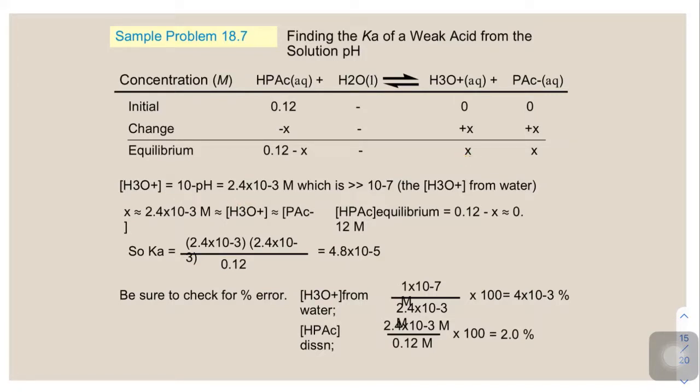So the same as the concentration of the PAC minus, 2.4 times 10 to the negative 3, and plug in the value of x in this calculation. So 0.12 minus 2.4 times 10 to the negative 3. Then just press the calculator. We get the Ka is 4.8 times 10 to the negative 5.